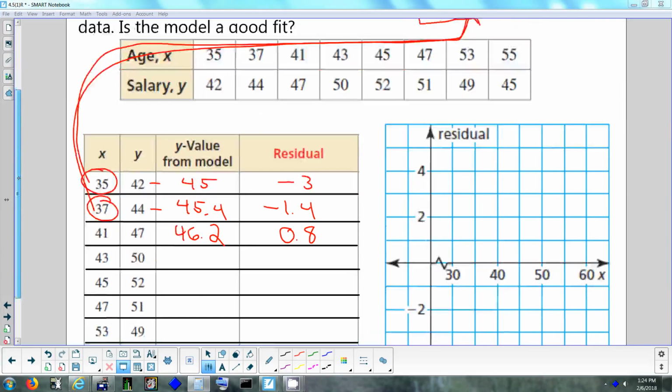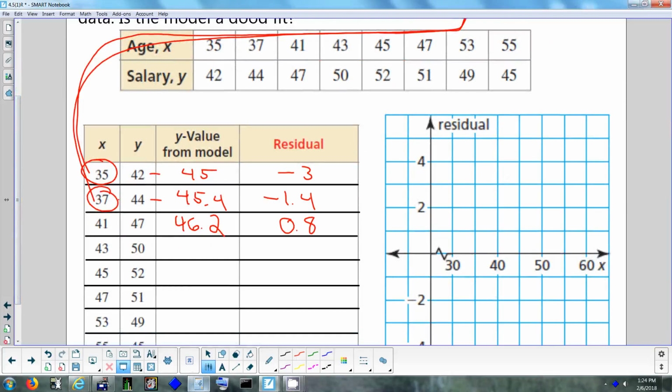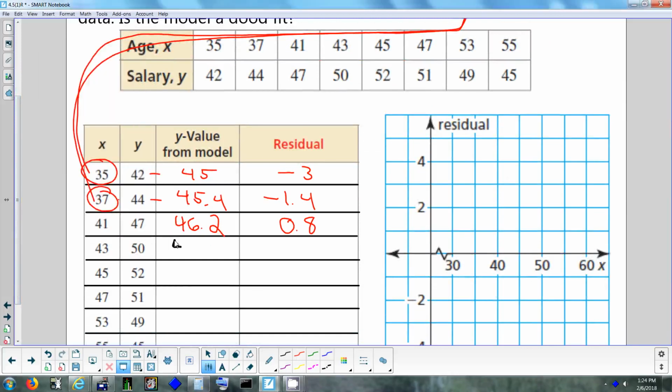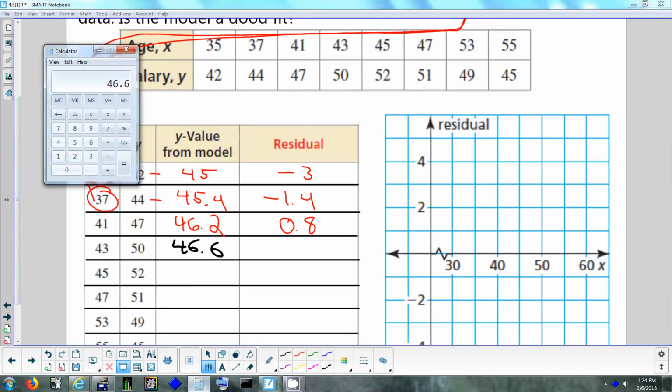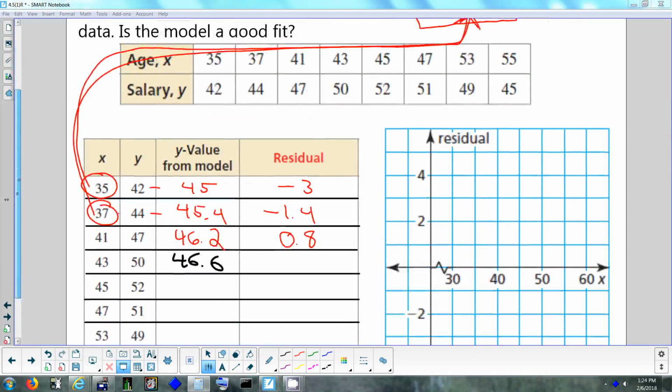Now when we graph the residuals, what are the only two things we're worried about? What two columns should we be looking at to graph the residuals? The last two? Not the last two. You're looking at the X and, what did we just figure out? The residual. Yeah.